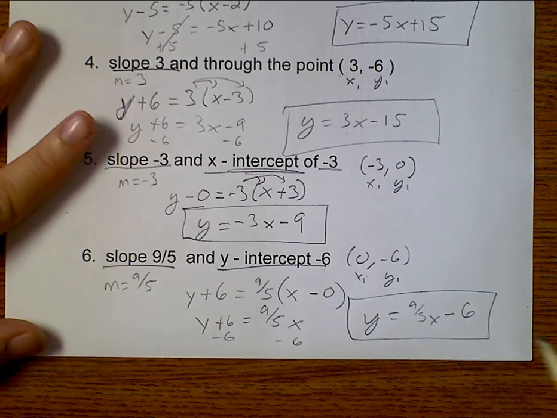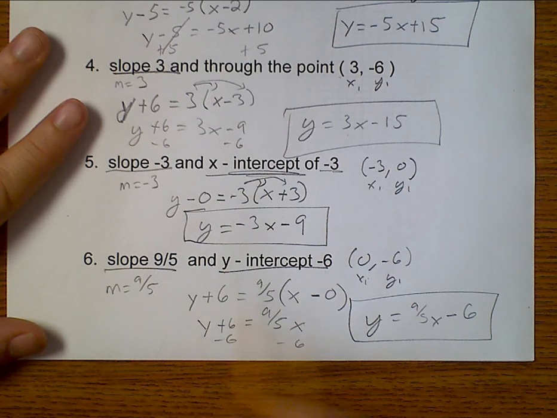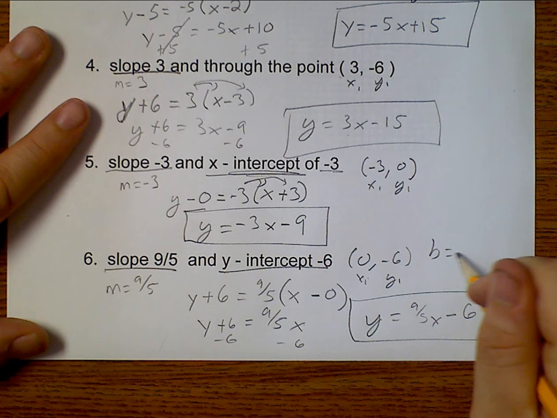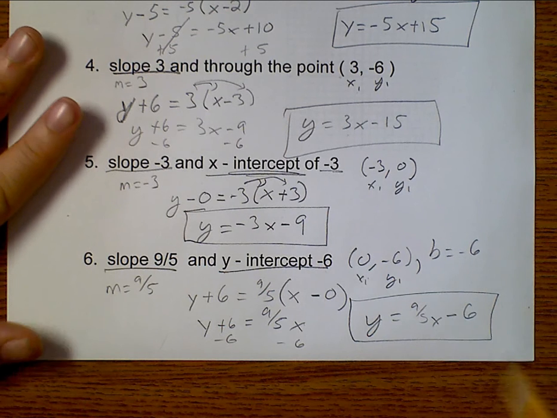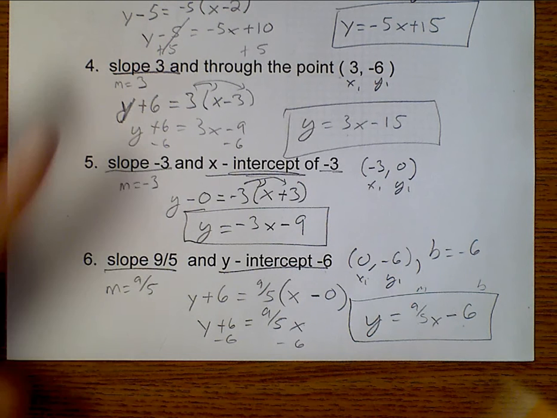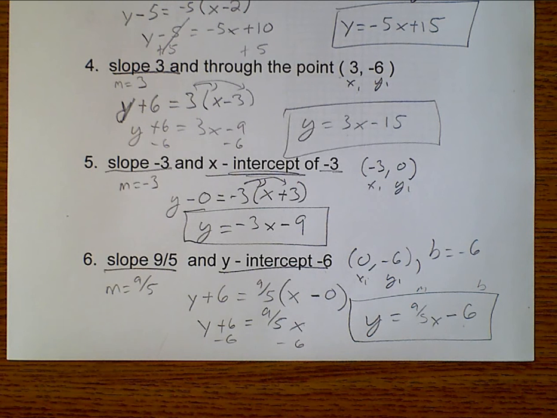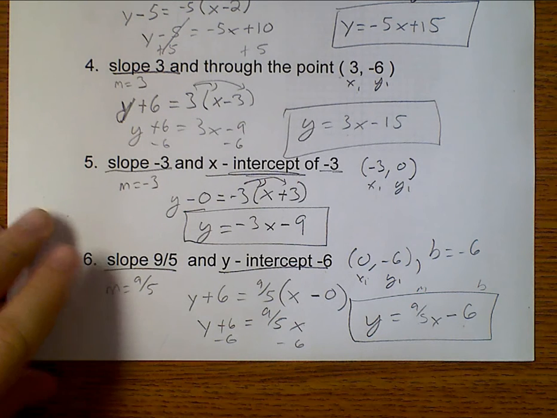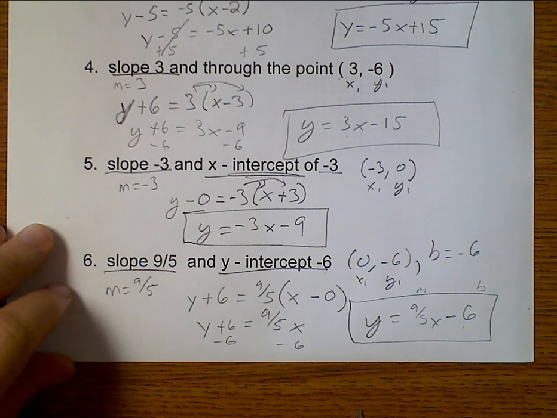Now, because it's the y-intercept, I could have already known that b equaled negative 6, and m and b, and gotten my equation directly. However, I wanted to show you this also works with point-slope form, just in case you forget. Let's move on to the next page.